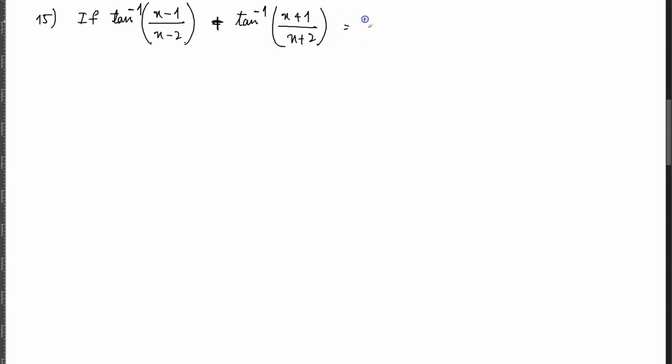So, question number 15: if the tan inverse of (x minus 1) over (x minus 2) plus the tan inverse of (x plus 1) over (x plus 2) is equal to pi by 4, then we need to find the value of x. The value of x.